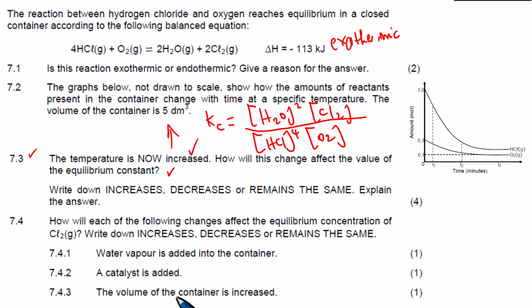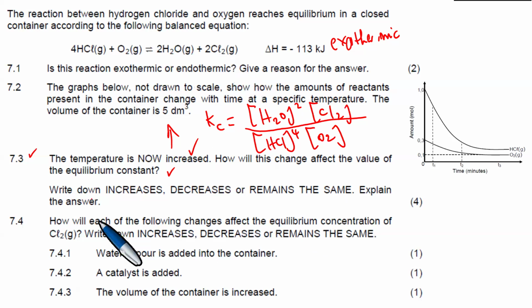What is going to happen to the amounts? The rates of the forward and reverse reactions will both increase. This is very important because you will get other questions that ask you about the rates. If you have an exothermic reaction and you increase the temperature, both rates will increase, but the amounts of the products will decrease. In other words, the amount of water will decrease, and the amount of the chloride gas will also decrease.